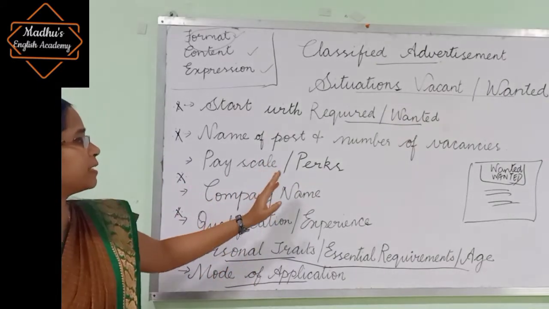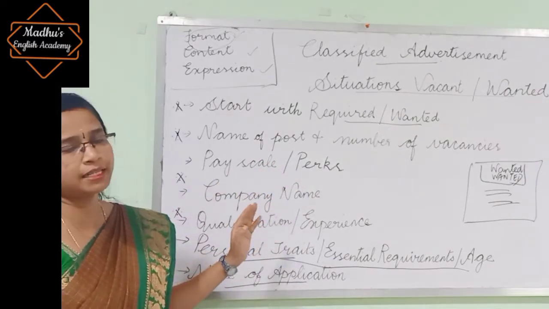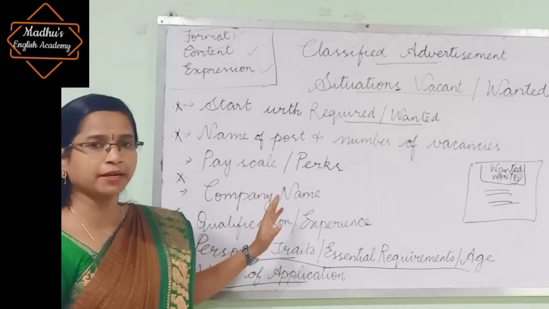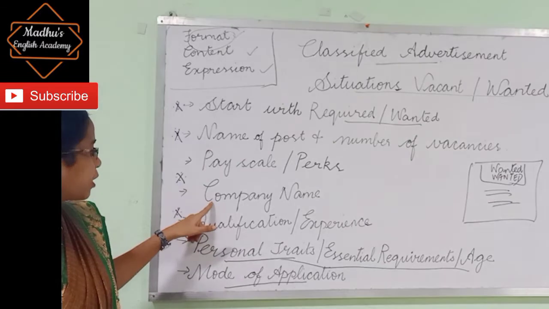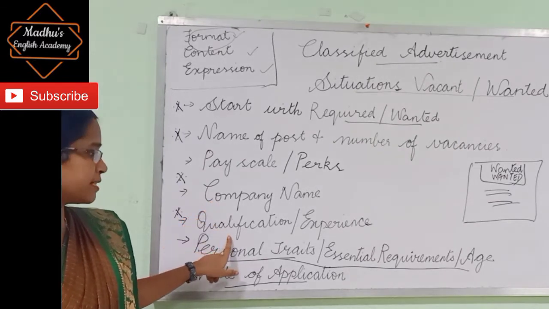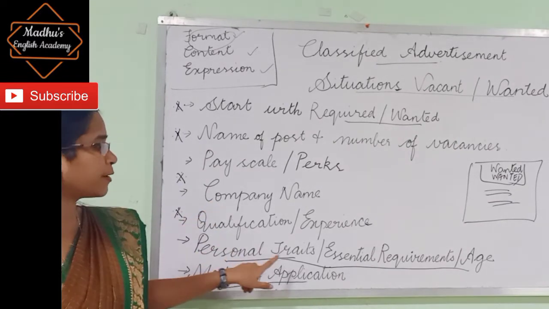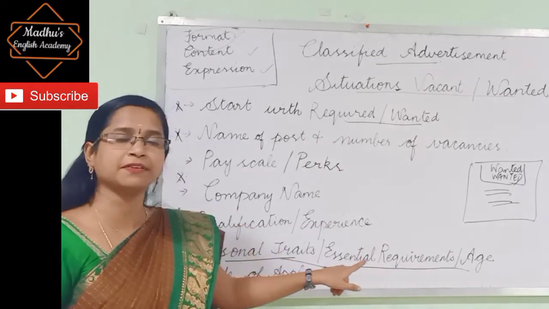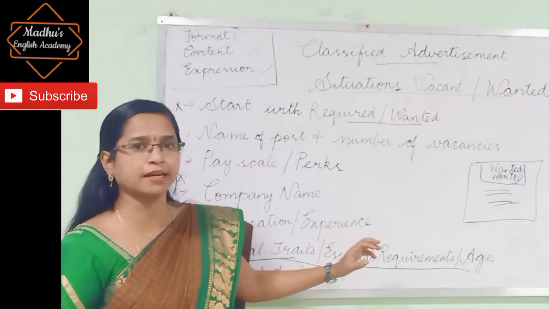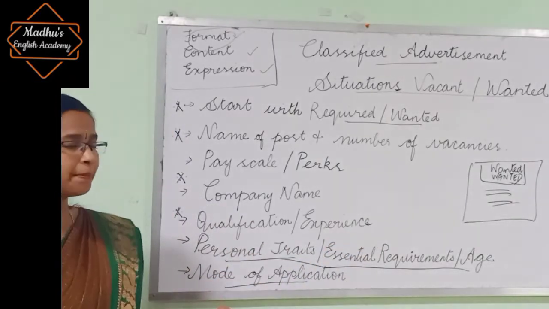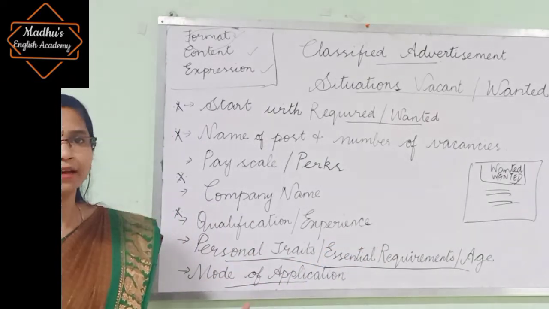And pay scale and perks, if it is given in the question paper, you can write. Otherwise, you can leave it. It is not that much important. But if it is there in the question paper, surely you should mention it. Name of the recruiter is important. Qualification is important. And personal traits, essential requirements and age, if it is there in the question, you can write. Otherwise, based on the question, if you are able to think and write, you can write it. And mode of application, if it is there in the question paper, you can write it.